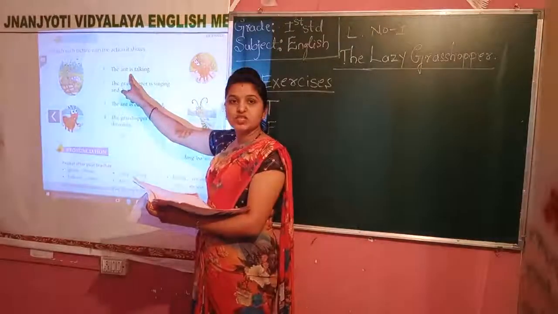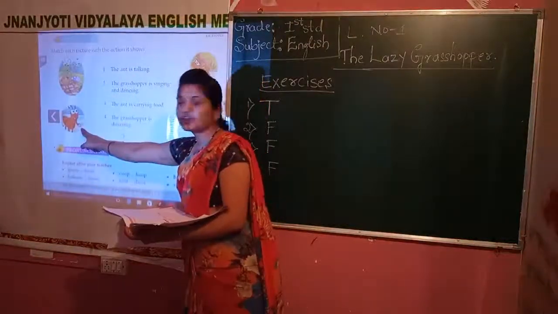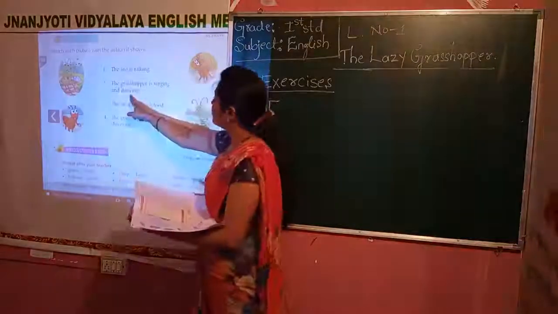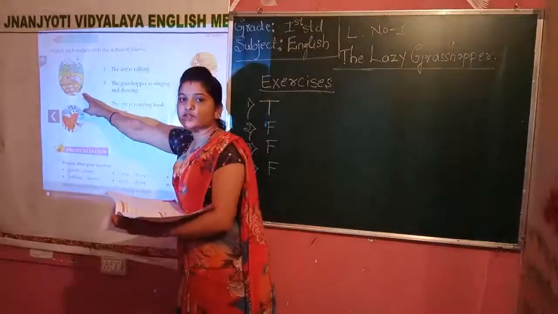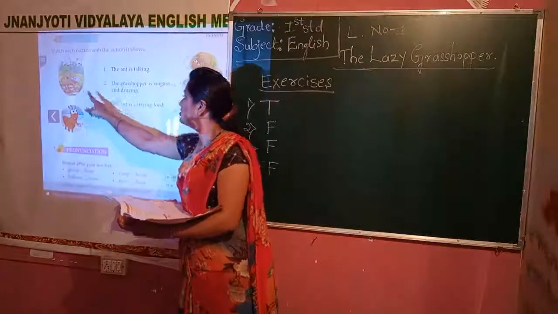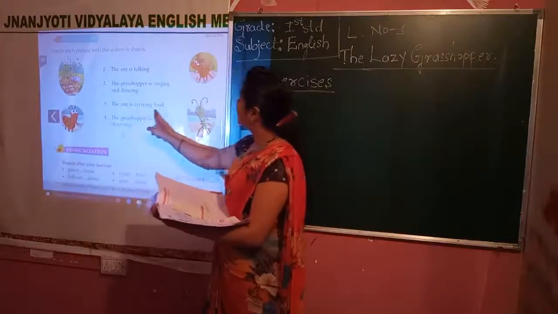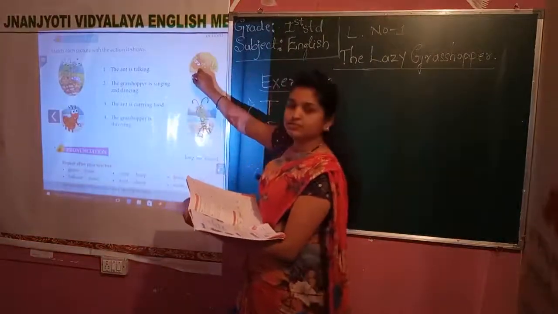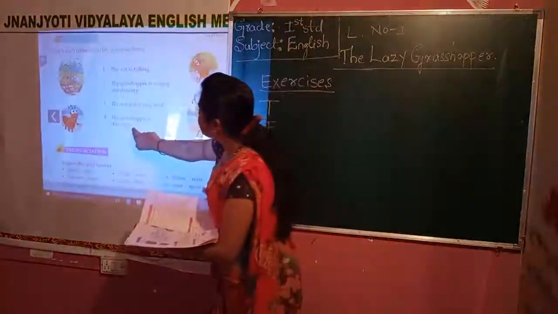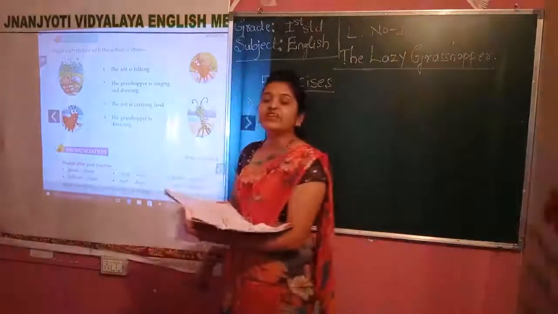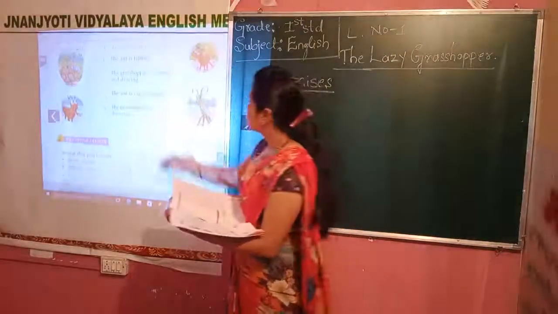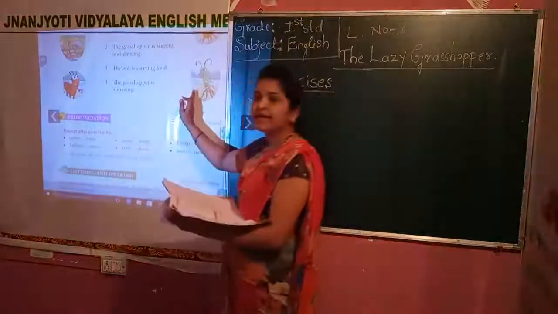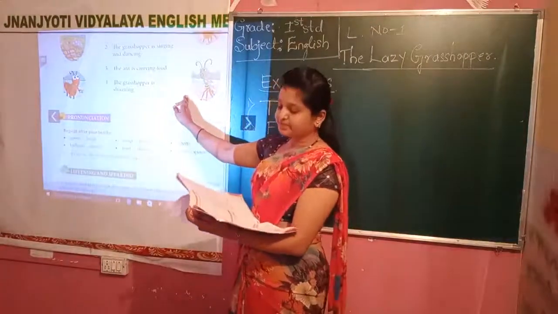Next, the ant is talking. First one, where you have to match? The ant is talking. Here, the ant is talking. First one, match it to this picture. Second one, the grasshopper is holding a guitar. You have to match it to this picture. Next, third one, the ant is carrying food, this picture. You have to join the line from here to here. Next, the grasshopper is shivering. During winter, the grasshopper was shivering. So, you can match it over here. From here to here, draw a line.